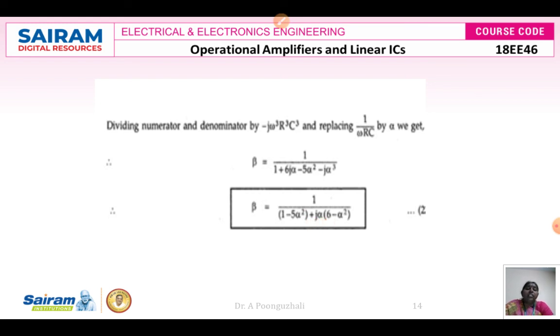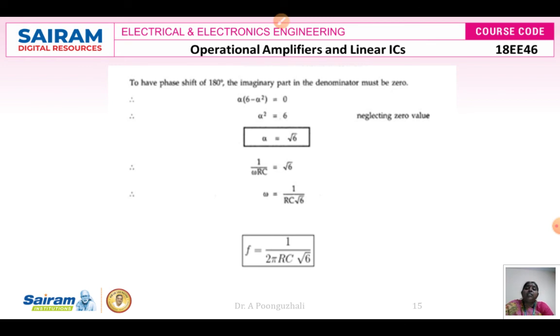So here in this case, to find out the frequency, your imaginary term should be 0. That means your denominator, your imaginary part, we are making it 0. That is alpha into 6 minus alpha square is equal to 0. That means alpha should be 0 or 6 minus alpha square should be 0. This we can neglect and we can take 6 minus alpha square is equal to 0. That means alpha square is equal to 6. Alpha is equal to root 6.